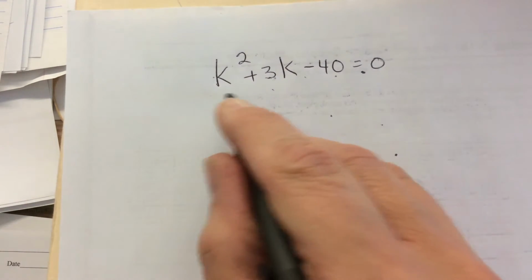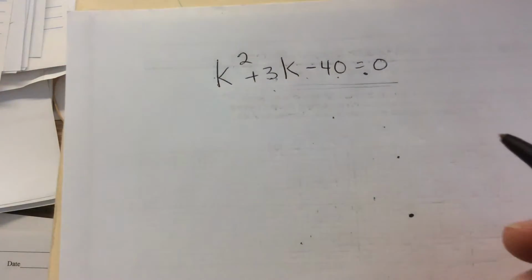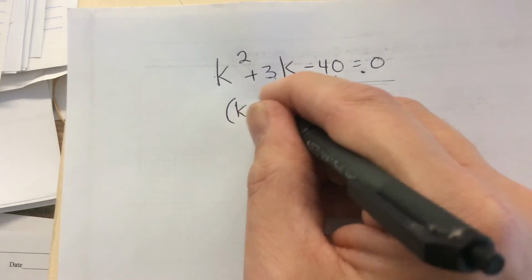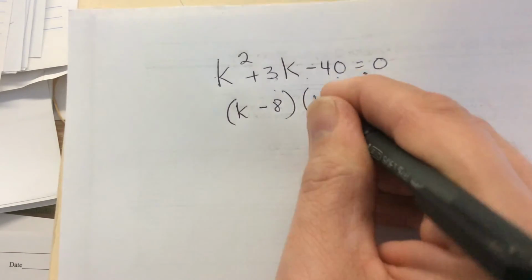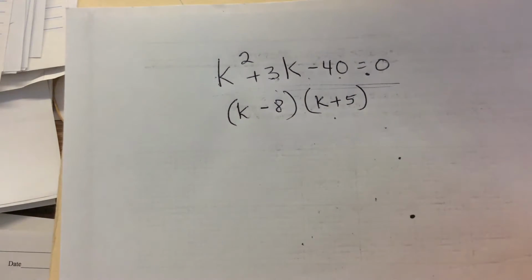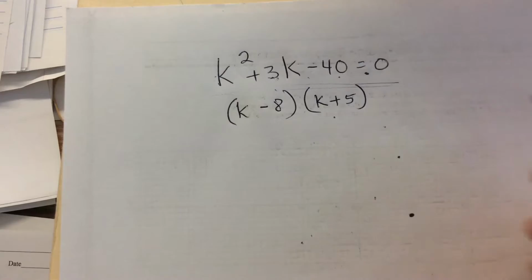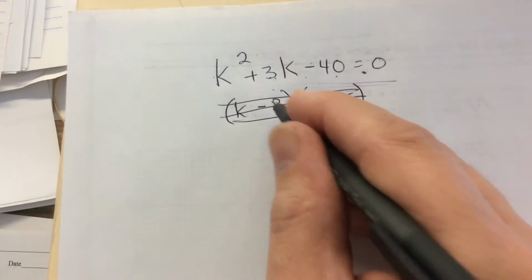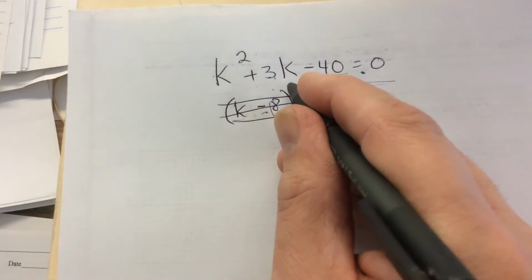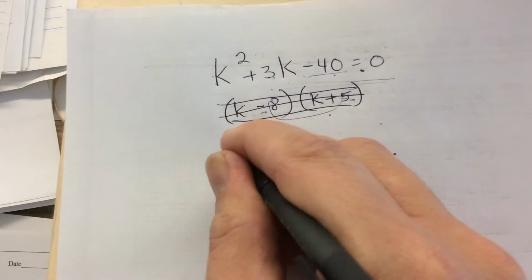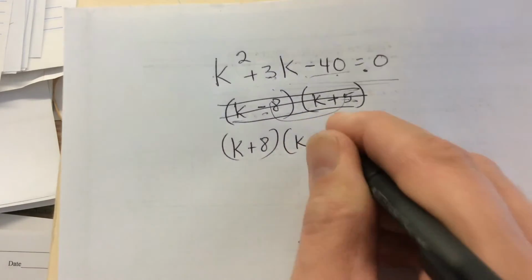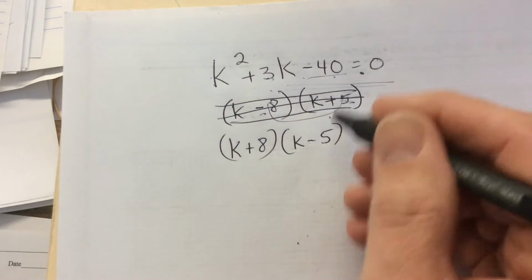But first, let's just ask, can we factor this? Well, if I do k minus 8 and k plus 5, will that work? This won't work, right? Because negative 8 times 5 will give me negative 40, but when I add them together, I'll get negative 3, and I want positive 3. So it's got to be k plus 8 times k minus 5.